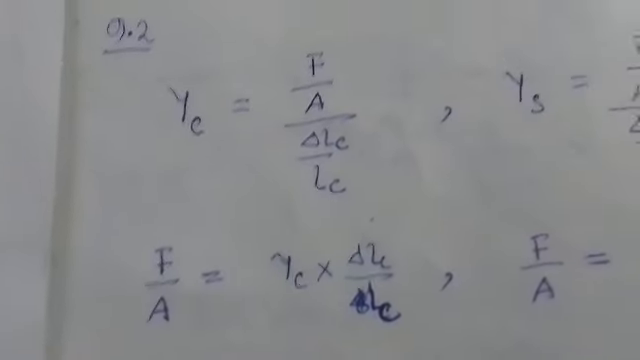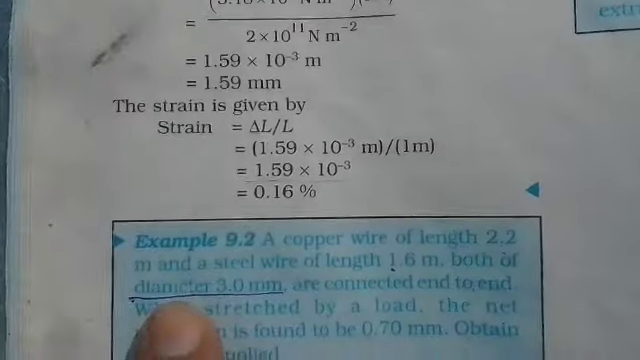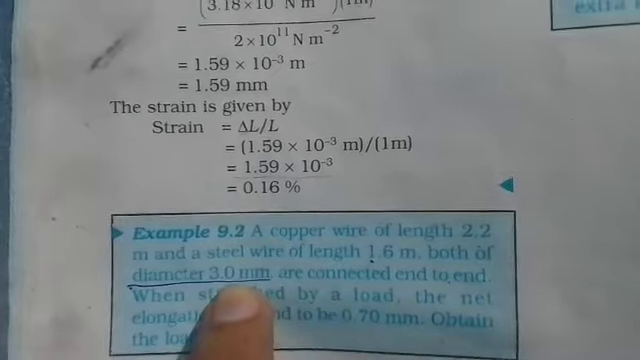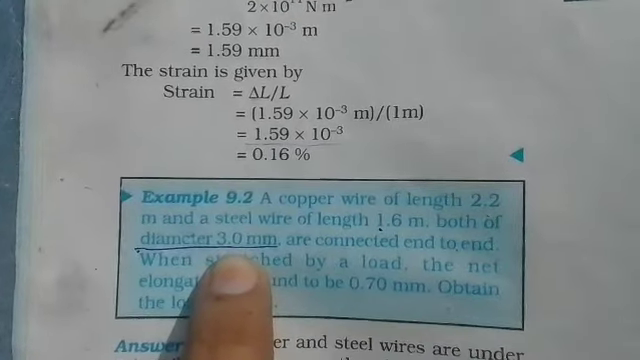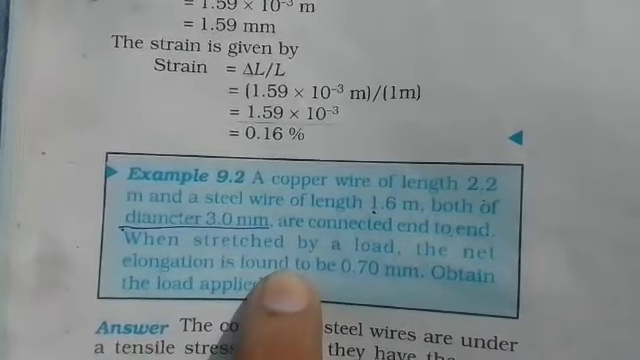Because these two wires have the same diameter, it is given, they will have the same radius also. For having the same radius, that means we will have the same value of pi r square. That is, the area of both these wires will be the same.